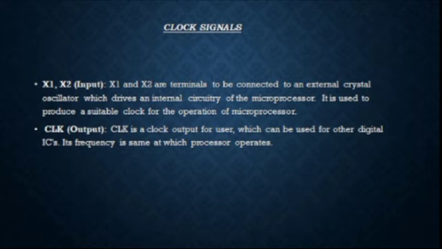CLK is the clock output for the user which can be used for other digital ICs. Its frequency is the same at which the processor operates.